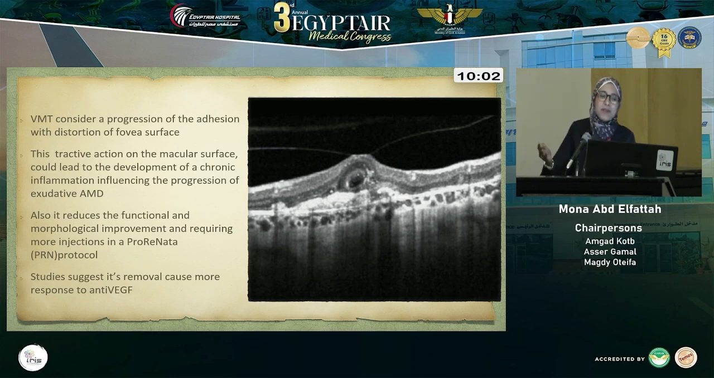التراكشن بقى بيعتبر progression للادهيجن، بالتالي هيحصل فيه distortion of the foveal surface. Tractive action on the macular surface could lead to development of chronic inflammation. تخيلوا حاجه شاده من فوق وحاجه فبتوسع الطريق للممبرين انه ينتشر ويطلع فلويد زي ما هو عايز. Also, it reduces the functional and morphological improvement and requires more injection in a Brunetta protocol. Studies suggest its removal causes more response to anti-VEGF.